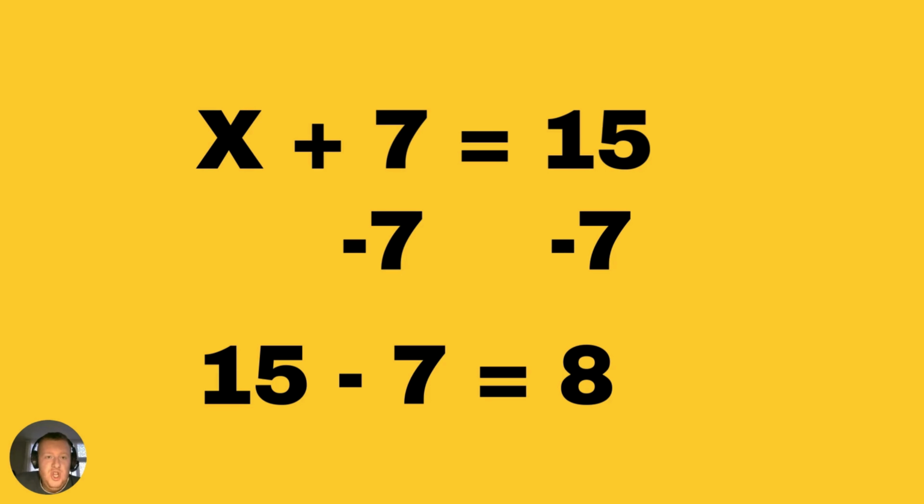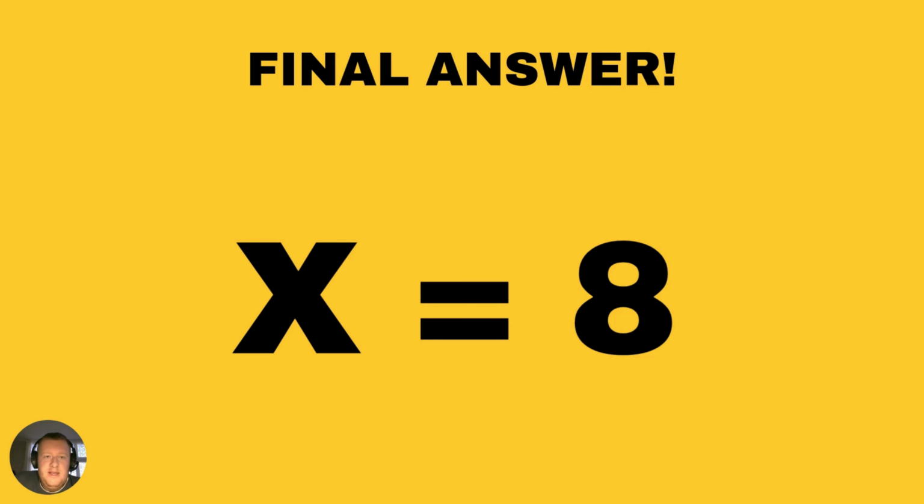So how do we do it? Well, again, we take away the 7s out of both sides. So 7 minus 7 cancels out. And then 15 minus 7 equals 8. So x equals 8. That's the final answer.